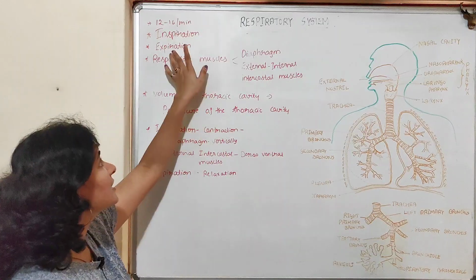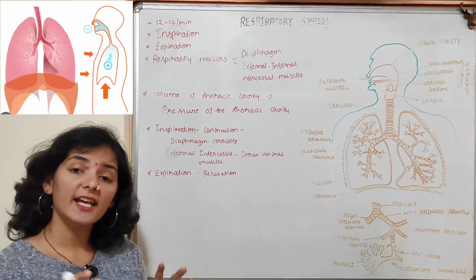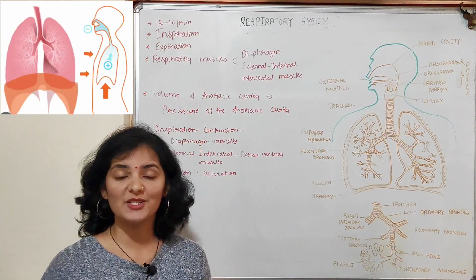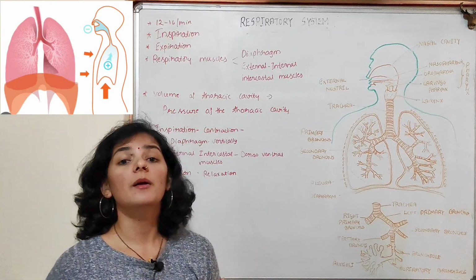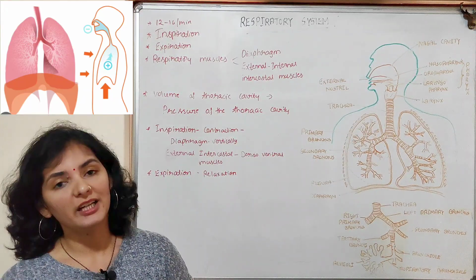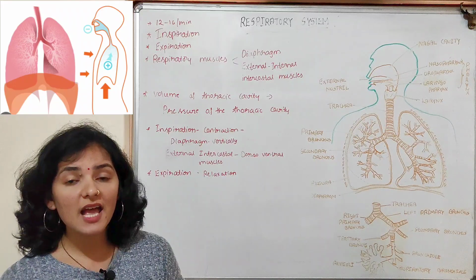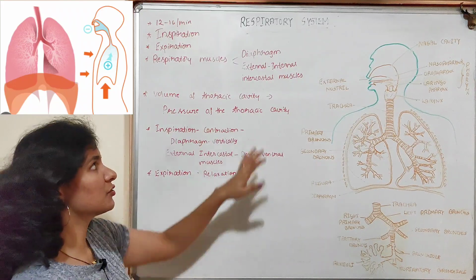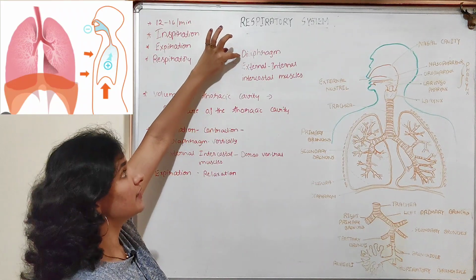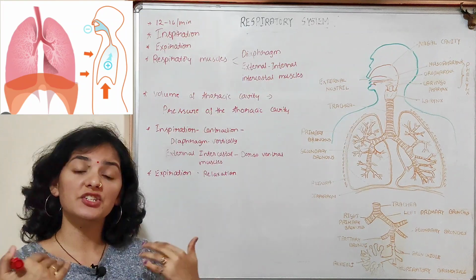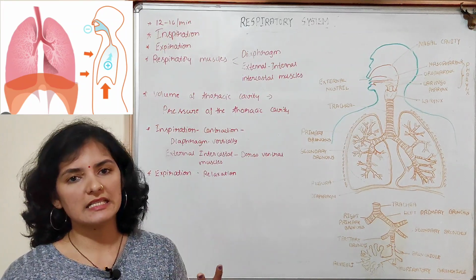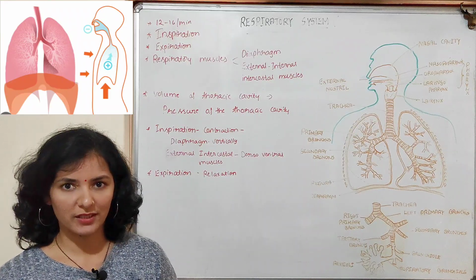Second step is expiration or exhalation. Expiration or exhalation takes place when the intrapulmonary pressure, that is pressure inside the lung, becomes more when compared to the atmospheric pressure, and this happens when there is a relaxation of these muscles, that is when there is a relaxation of diaphragm and the intercostal muscle, the intrapulmonary pressure increases when compared to the atmospheric pressure.